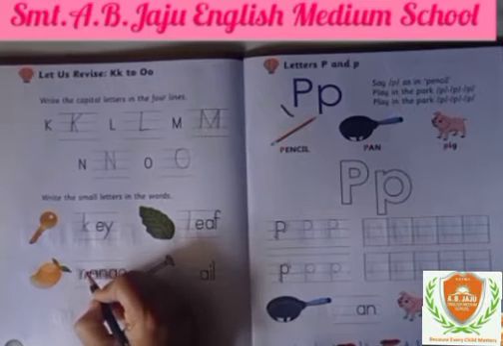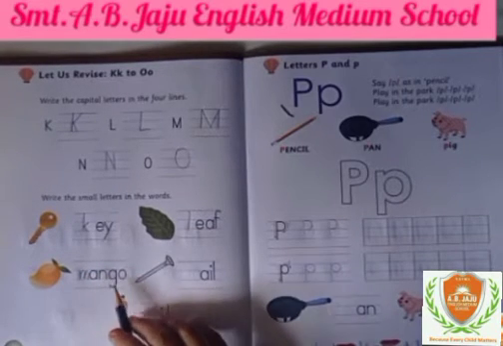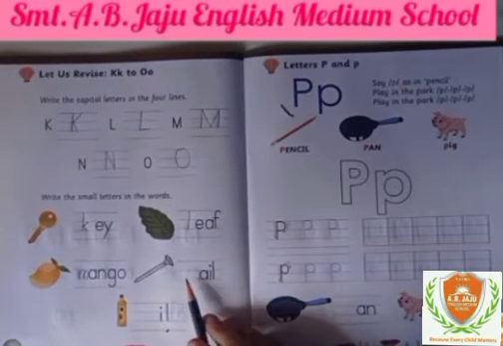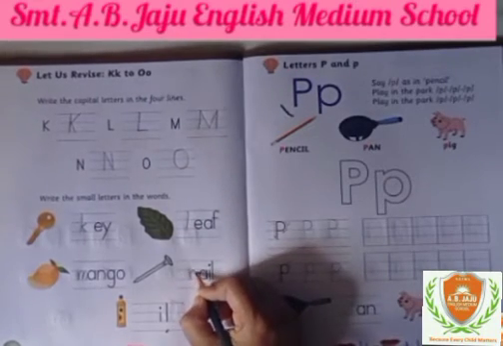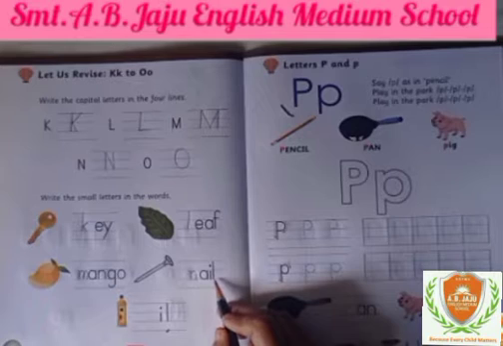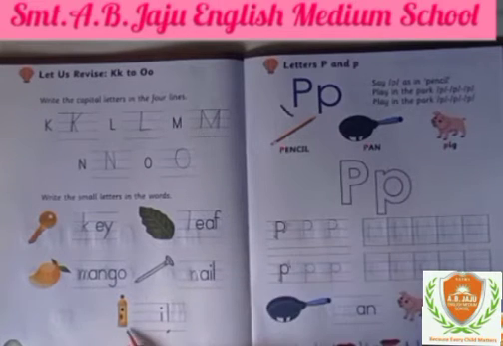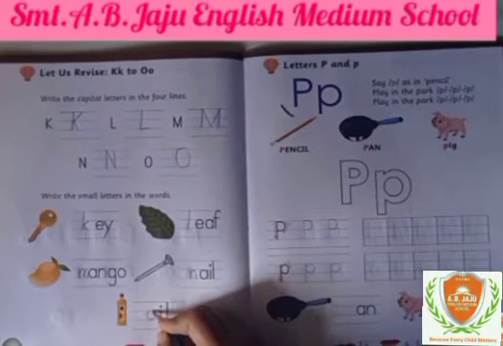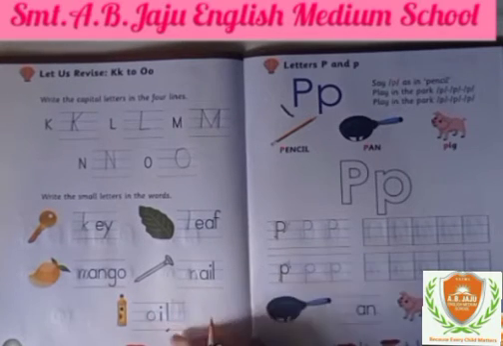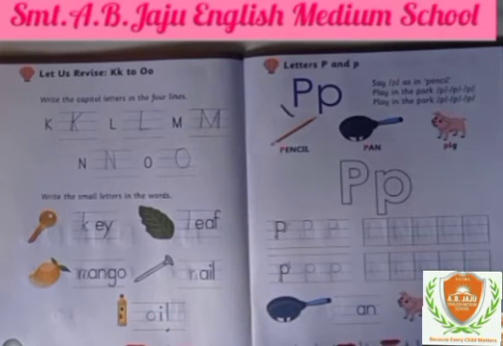So write down small m. M-A-N-G-O, mango. Then this is the picture of nail. Write down small n. N-A-I-L, nail. Now this is the picture of oil. Write down small o. O-I-L, oil. Okay student, like this you have to write down. Now we will write down in the 4-line English notebook.